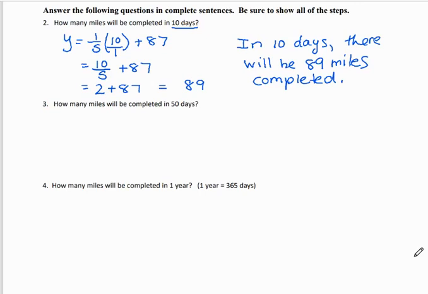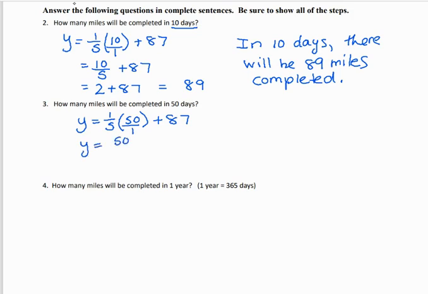Number 3, how many miles did we go in 50 days? I looked around the room a little bit at people's work. Things looked pretty good, hopefully at home too. We plug in our 50 for the days, and then we calculate that. So we get y equals 50 over 5 plus 87. 50 divided by 5 is 10, and 10 plus 87 gives me 97. So hopefully you did that.